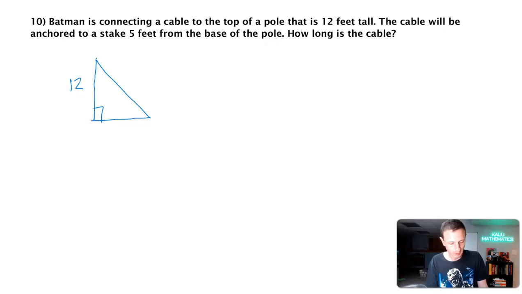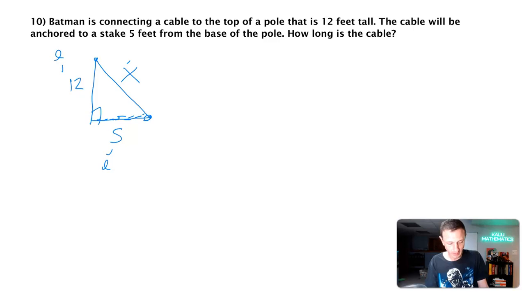So here's the pole, connecting the cable up there. The cable will be anchored to a stake 5 feet from the base. So we're walking 5 feet from the base of the pole, and we're putting that stake right there. How long is the cable? So we just want to know, what is the hypotenuse? So that question is asking, what is the hypotenuse in this missing triangle?